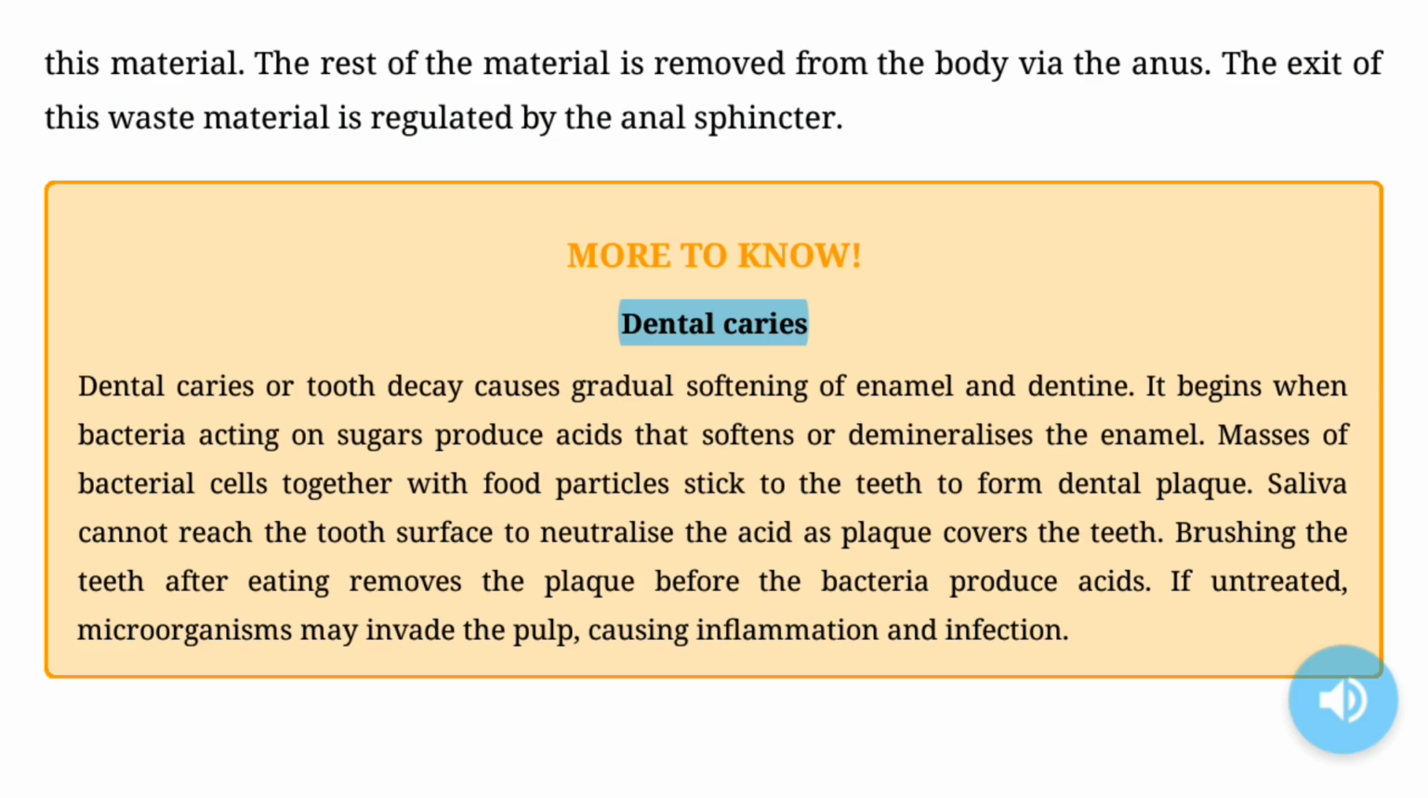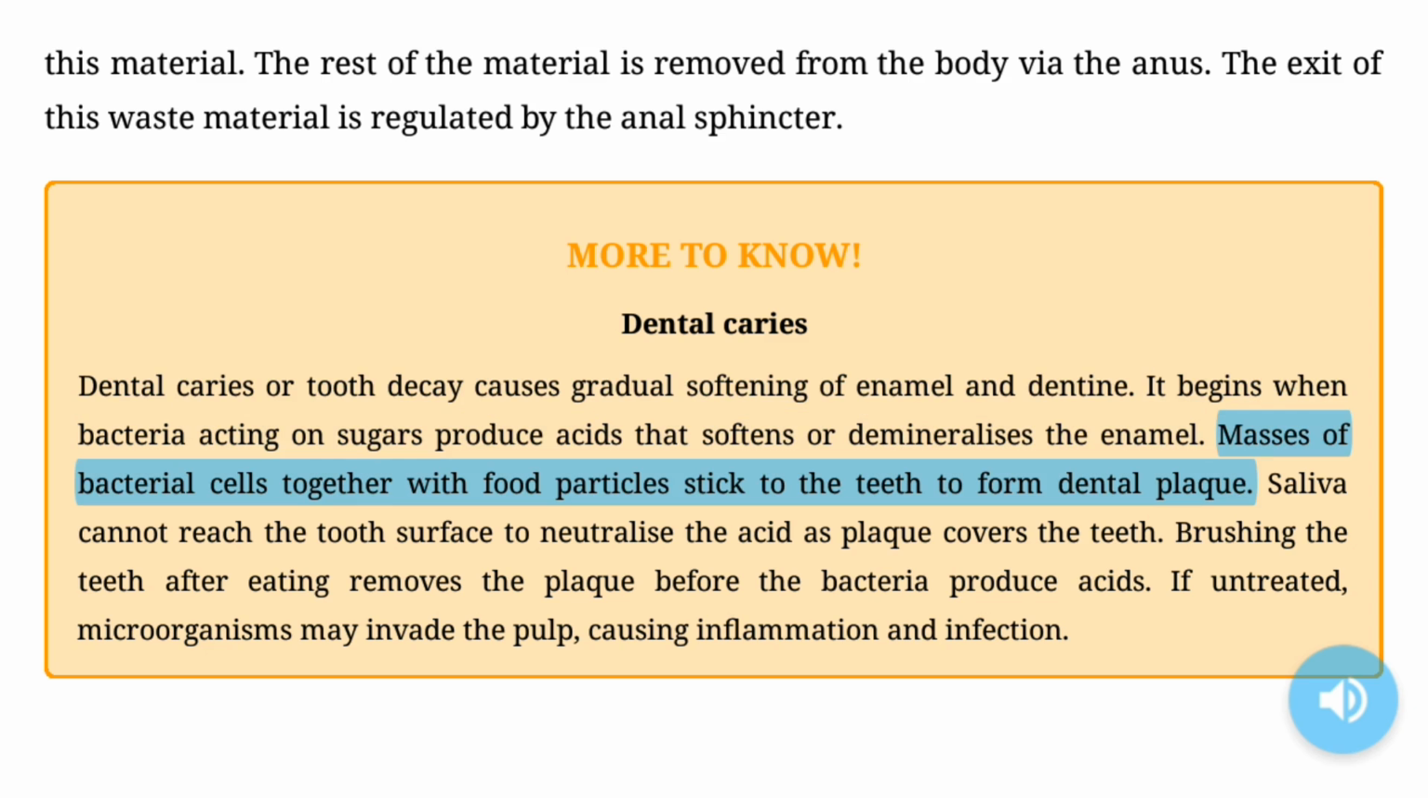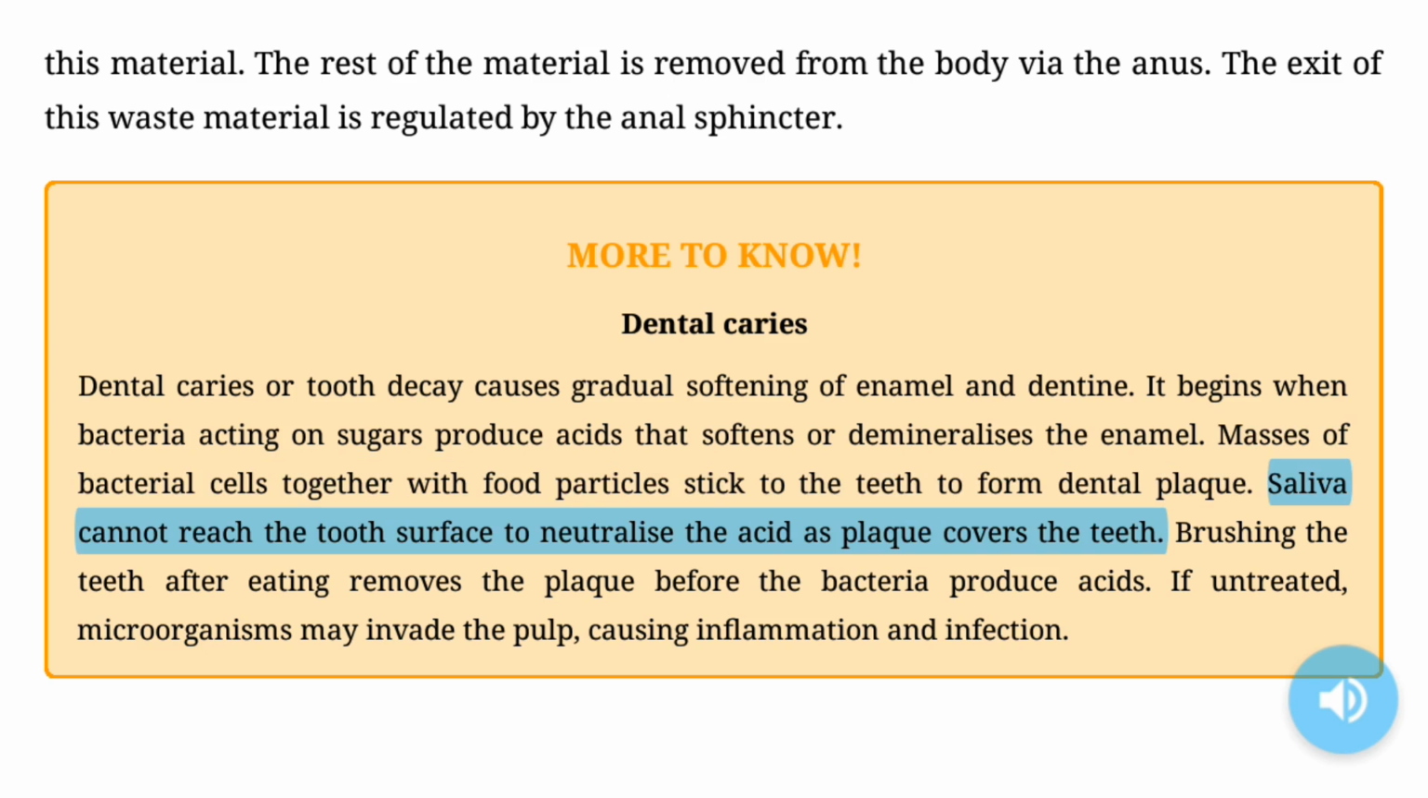More to know. Dental caries. Dental caries or tooth decay causes gradual softening of enamel and dentine. It begins when bacteria acting on sugars produce acids that soften or demineralize the enamel. Masses of bacterial cells together with food particles stick to the teeth to form dental plaque. Saliva cannot reach the tooth surface to neutralize the acid as plaque covers the teeth.